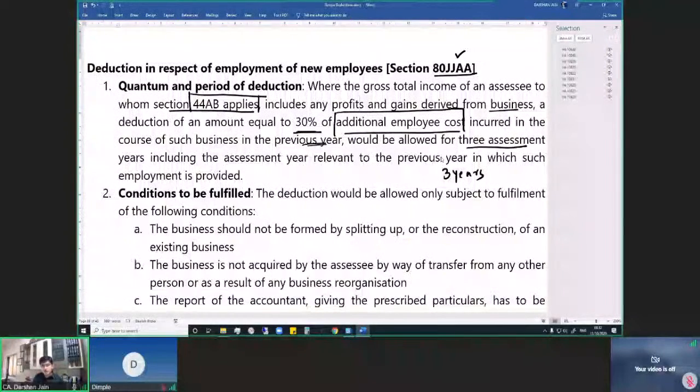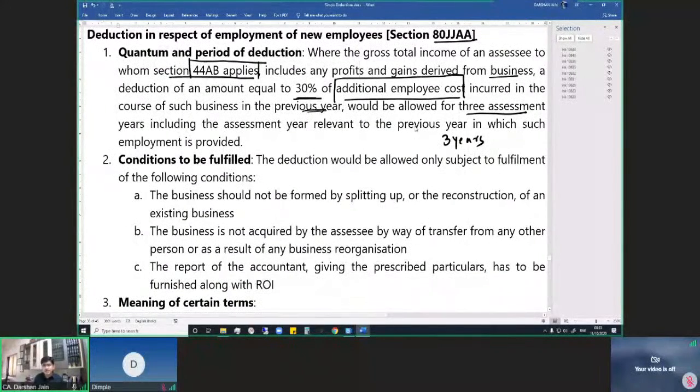However, you'll have to see to it that the increase in the cost of employee is real. It is not like there are no new fresh employees coming in, just the cost of salary is growing, and you claim an additional deduction of 30%. That is not allowable. Let's check out the conditions, therefore.